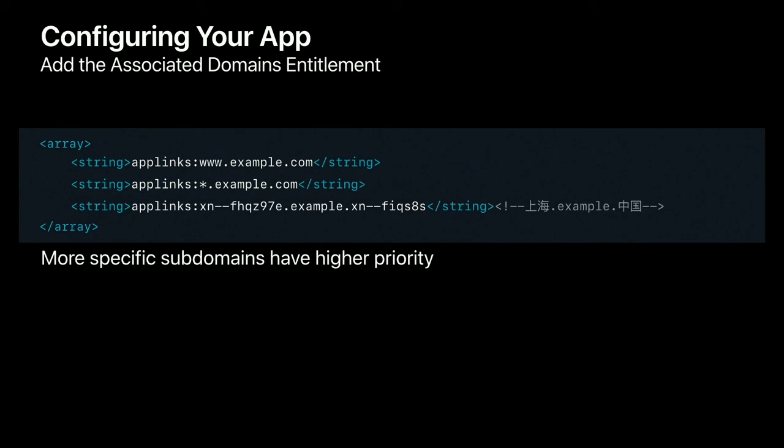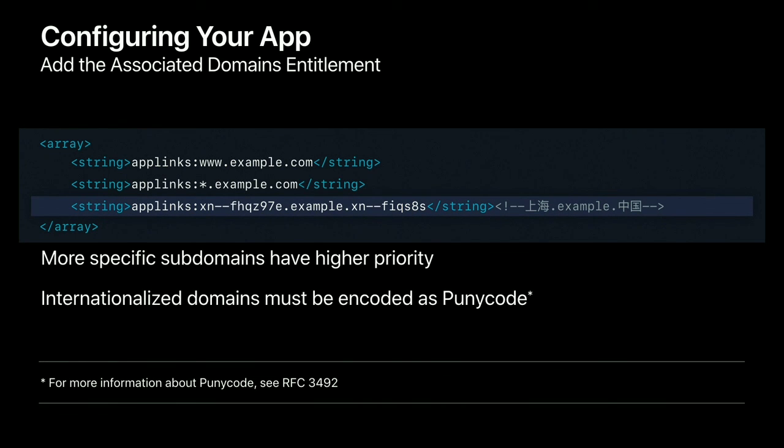Finally, here's an example of an internationalized domain. Since URLs are always ASCII, your internationalized domain names will need to be encoded using Punycode. For more information on Punycode, see RFC 3492. Now that your app declares support for certain domains, you'll need to actually parse the URLs as they come in. Universal links are based on Foundation's NSUserActivity class and are handled by your app delegate.